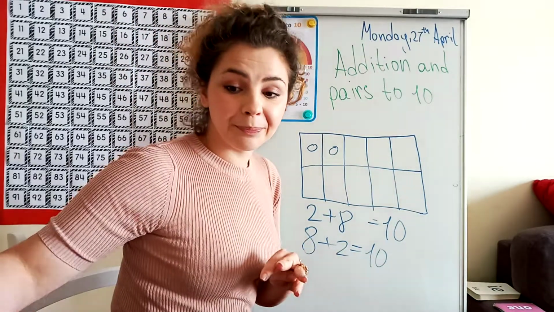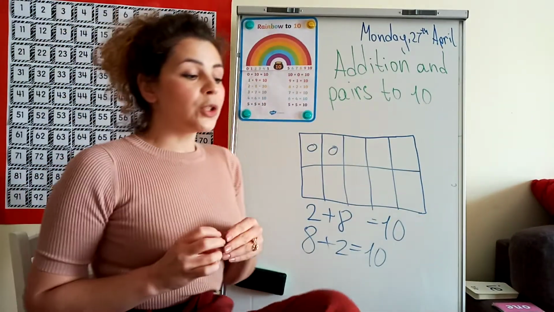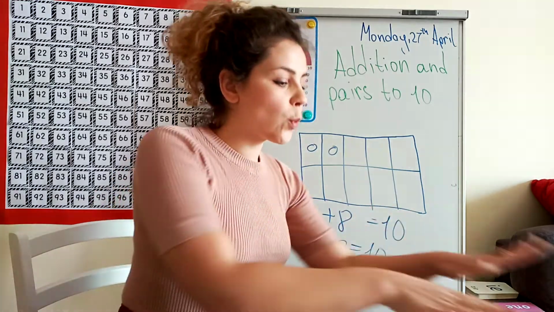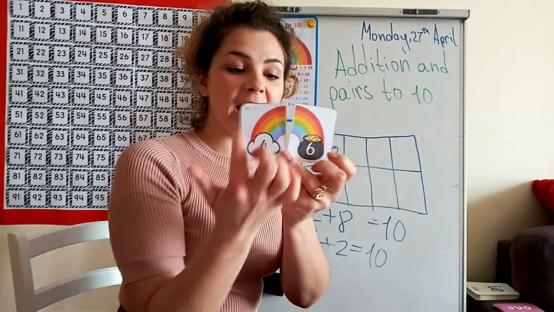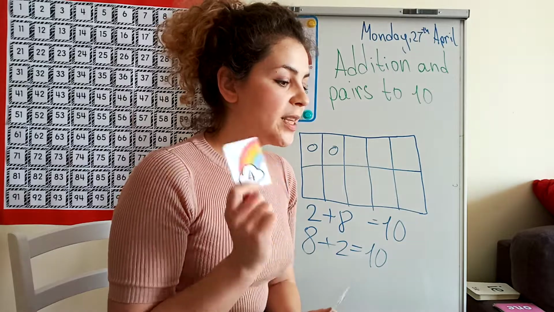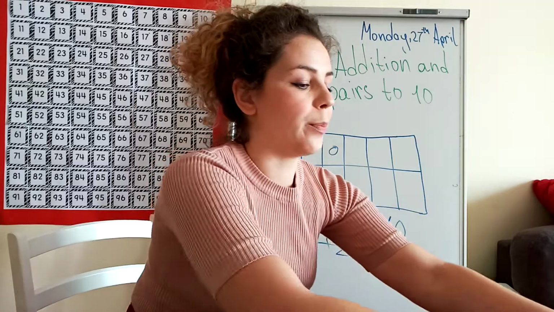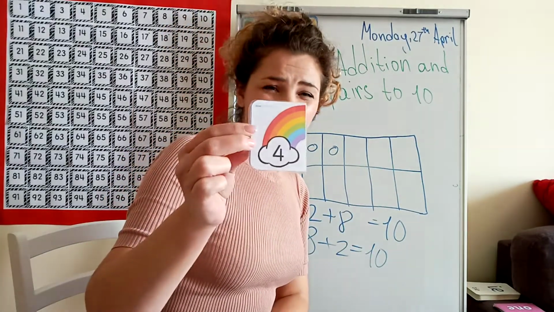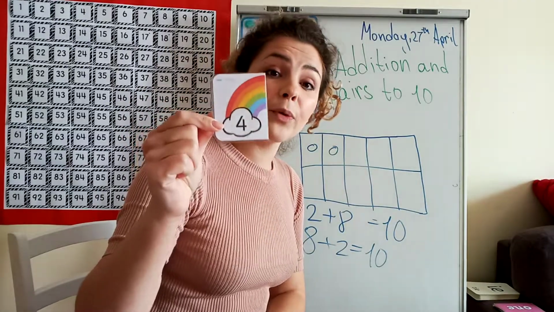So here, we're now going to do a little test to see how good you are already with number pairs. What I have here, you've seen this before, number pairs to 10 rainbows. So what I'm going to do now, I'm going to show you one part of each rainbow. I have here in front of me 6 rainbows. I'm going to show you one part, and I'm going to give you a few seconds.